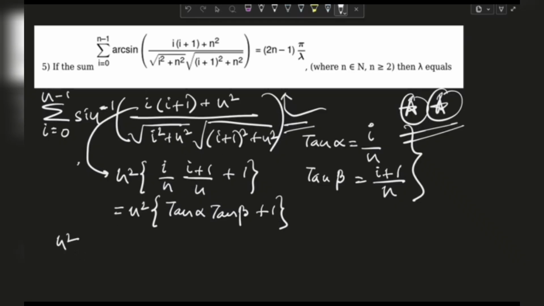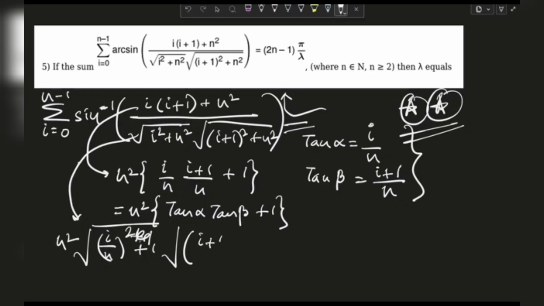Basically we are multiplying, or rather dividing, both numerator and denominator by n square, or you can say we are taking n square common out from both numerator and denominator, and eventually they get cancelled, whatever you are comfortable with. So basically this thing comes out to be (i by n) whole square. This is your denominator, and this is plus 1, sorry, this is plus 1, and this thing is root under ((i plus 1) by n) whole squared plus 1.